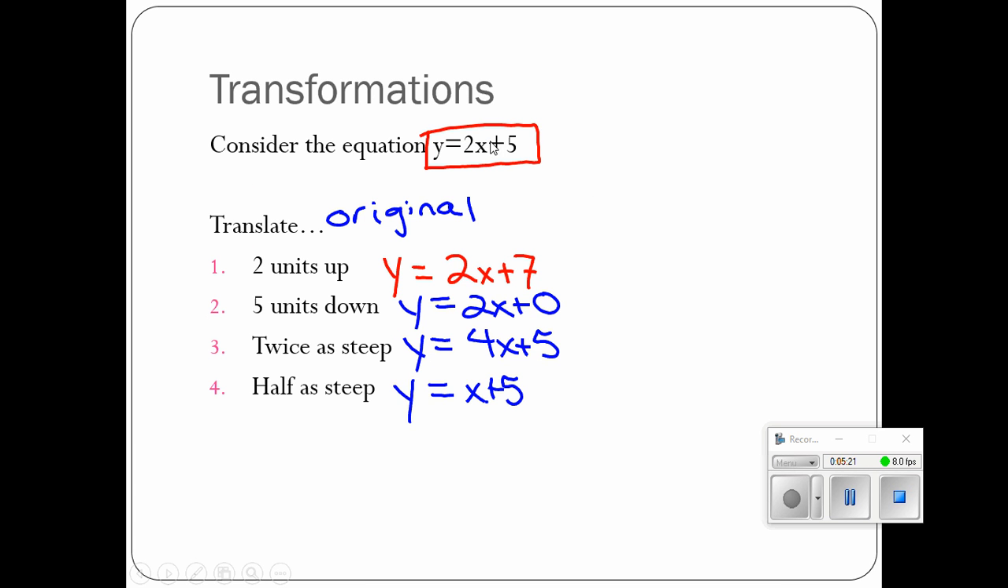So we're going to do some practice. If you have y equals 2x plus 5, this is your parent equation, which is the original. We're going to go up and down on the y, and then twice as steep, half as steep on the slope. So when you see the word steep, that means slope. Just change the slope. If you see the word up and down, then you're changing the y-intercept. So let's look at this on Desmos.